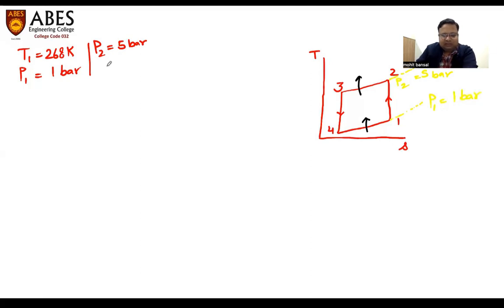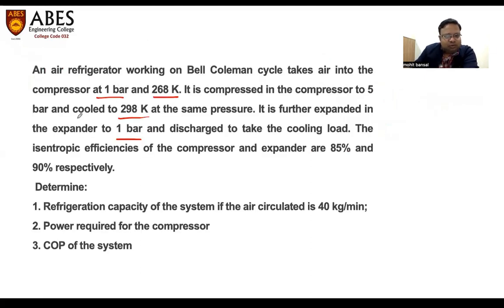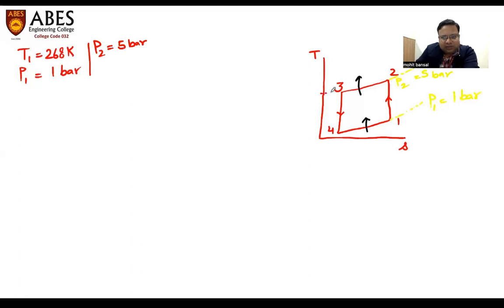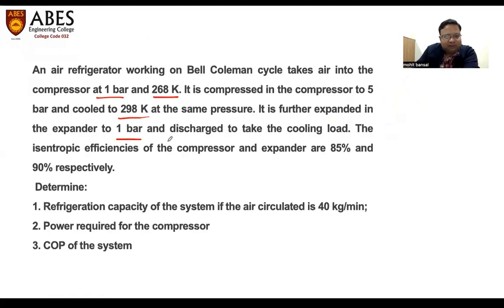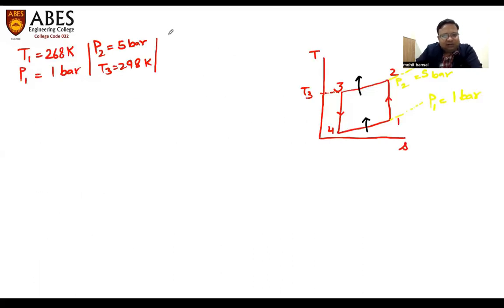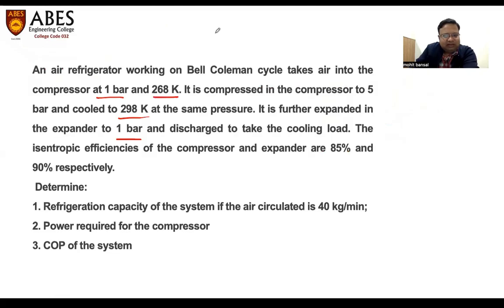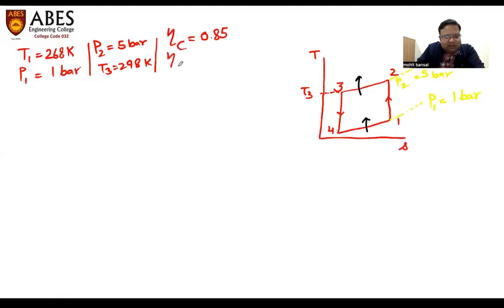And then the same thing is written: it is cooled to 298. Now this part is very important, that after cooling the temperature T3 is 298 Kelvin, which happens in the cooler, and then it is discharged to take the cooling load. And one very important part is that the isentropic efficiencies of the compressor and expander are 85% and 90% respectively. So in the compressor, the isentropic efficiency is 85%, and for the turbine, it is 90%.